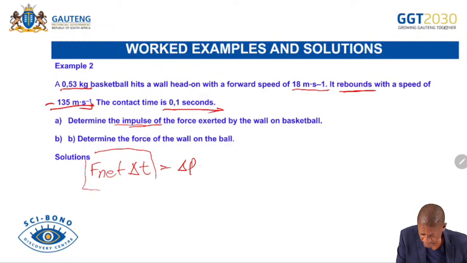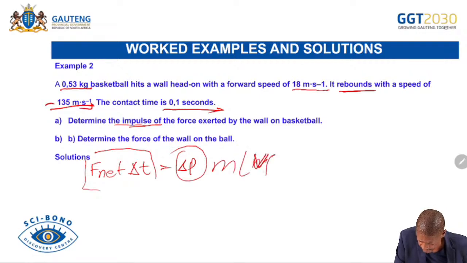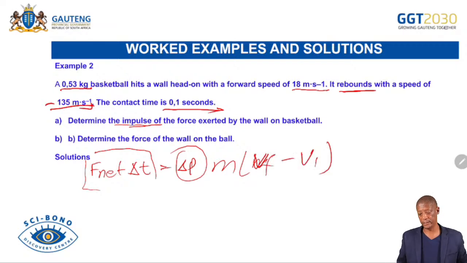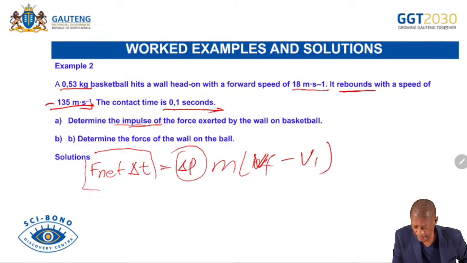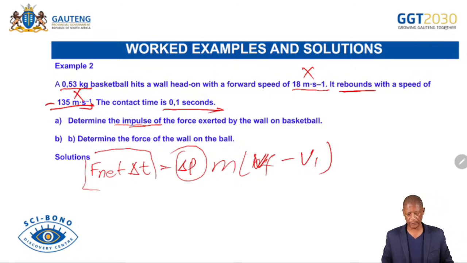Now, you know that you need to change this one. This is 2m bracket, v final minus v initial. In other words, they want you to calculate the change in momentum so that you get the impulse, right? Now you substitute your values, then you get your impulse, right?